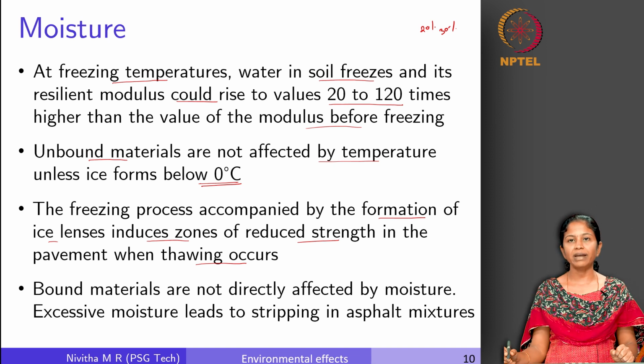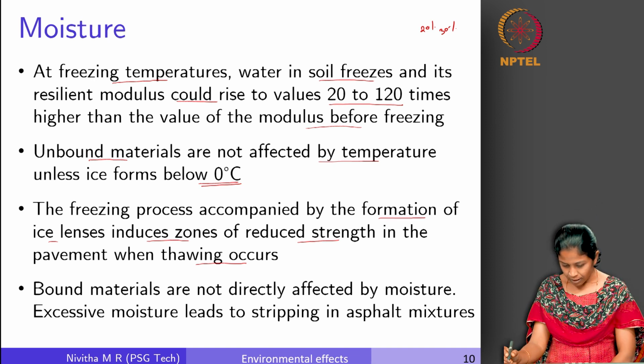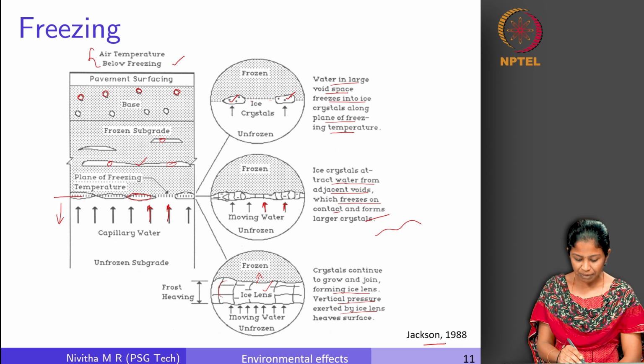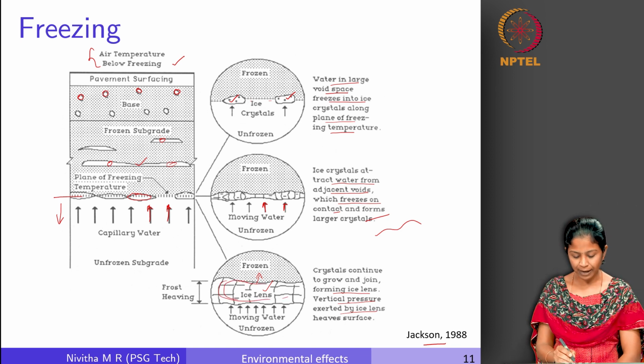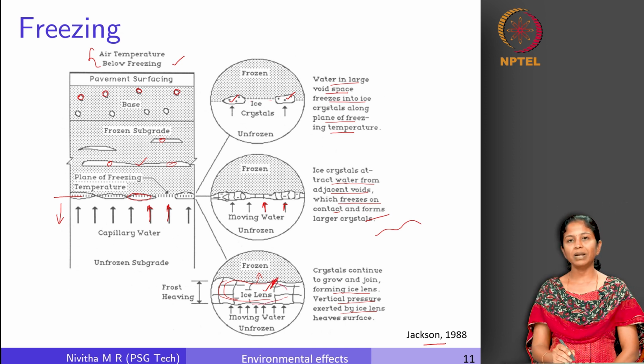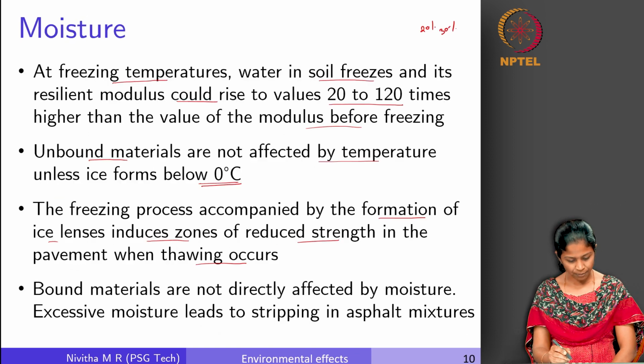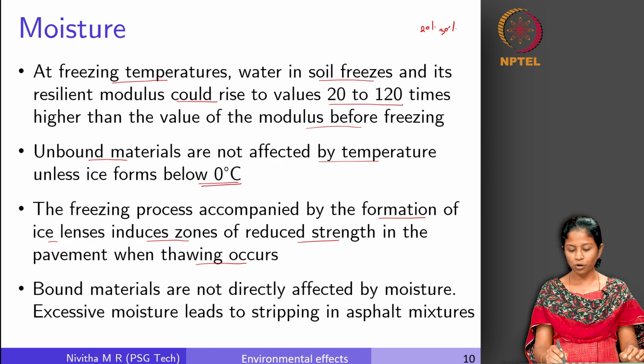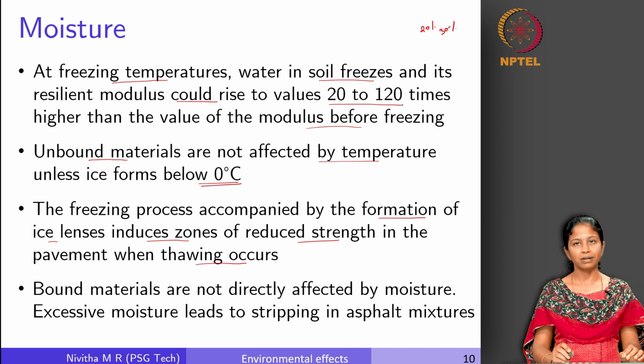So, during this thawing effect, what will happen is this portion, which was completely filled with ice previously, will now thaw, right? The water will all move out, and it will be completely filled with water. This will act as a point of reduced strength. So that is what it says: it acts as a zone of reduced strength when thawing occurs. So this is one aspect.